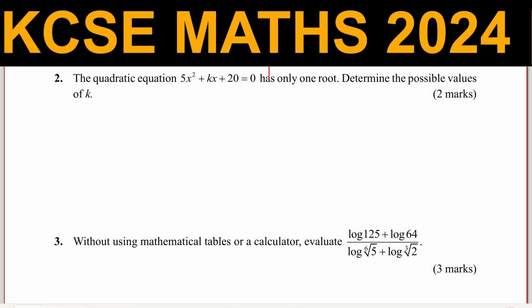Question 2. The quadratic equation 5x squared plus kx plus 20 is equal to 0 has only one root. Determine the possible values of k.